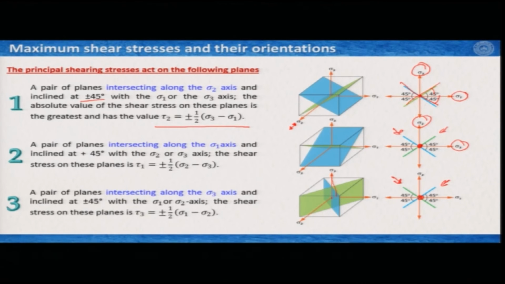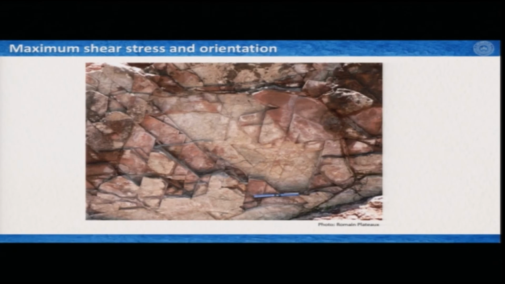Now, this discussion may sound a little abstract: why would you have these two planes intersecting along a particular principal stress and its orientation, and then why does it have to be 45 degrees? These are theoretically calculated, but do we see this in nature? The answer is yes. So, here I have a few examples for you.